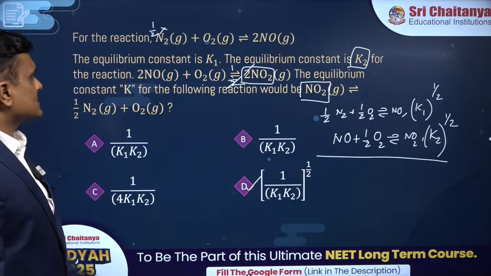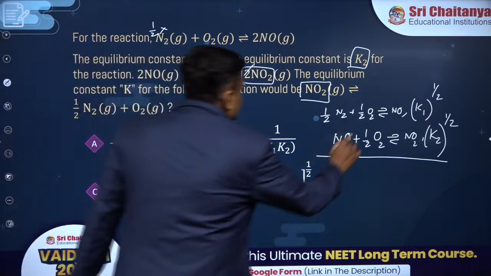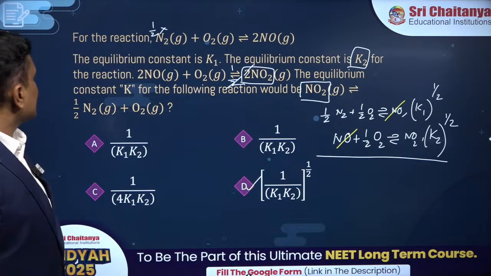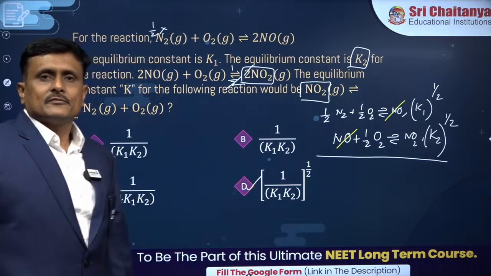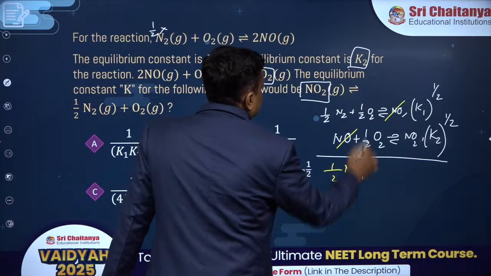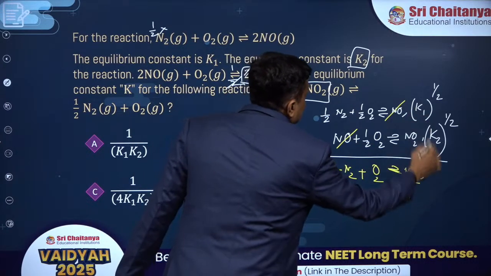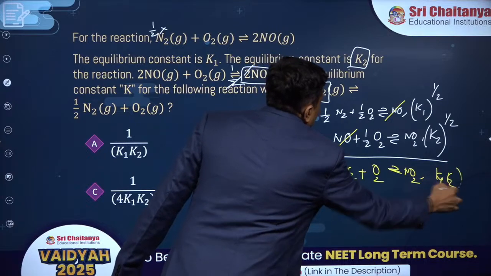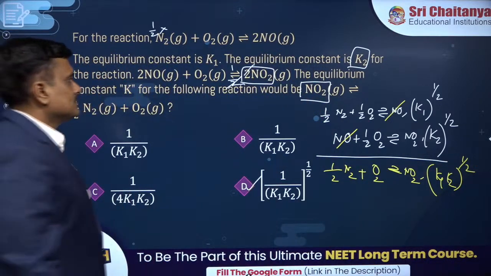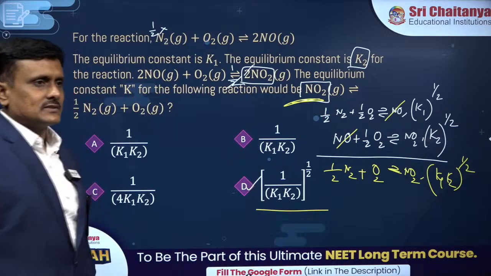You can see in the net equation you should have NO2 on the product side. Now when you are adding these two equations, your NO is gone. You can see in the net equation there is no NO. First of all you write the net equation. What do you get? Half N2 plus half O2, that is 1 O2, giving rise to NO2. When you are adding up, it will become the product, and what is asked is the reverse. Reverse means the equilibrium constant will be inverted. So brilliant.